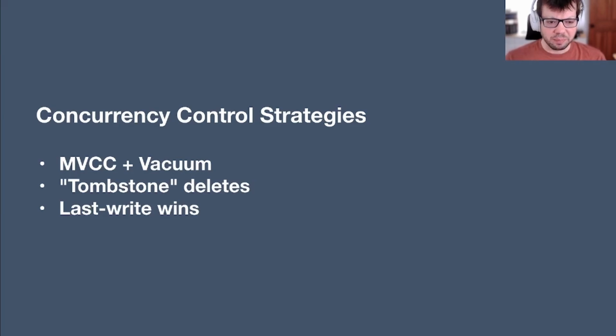Then we have a strategy called tombstone deletes. This is very straightforward. We simply mark certain sections of the database as deleted, and then when readers are accessing the database, they check the tombstone files to see which data they should ignore. And then finally, we have last write wins, which is just as it sounds like. Everything is just writing data, and whichever write was last is the one that will be regarded as canonical.